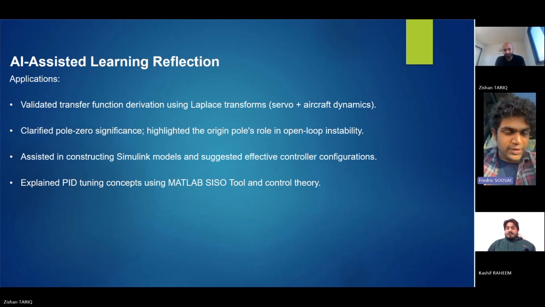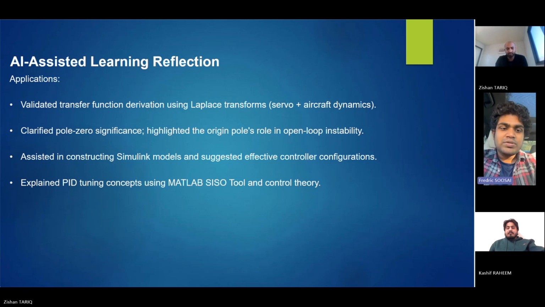Yeah, thanks, Kashif. So when it comes to the AI reflection, during this project we integrated AI, specifically ChatGPT, as a support tool throughout the modeling and control design phases. It was especially useful for validating our transfer function derivations, ensuring the correct application of Laplace transforms to both electrical and mechanical dynamics in the servo and aircraft models. The AI offered detailed insight into the system's pole-zero structure. It helped us understand why the open loop response was unstable, specifically pointing out the significance of the pole at the origin in making the system type 1.